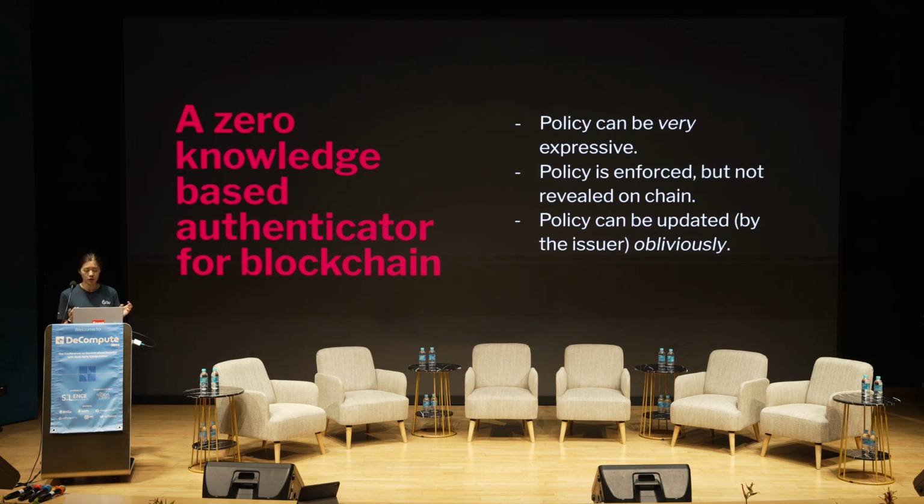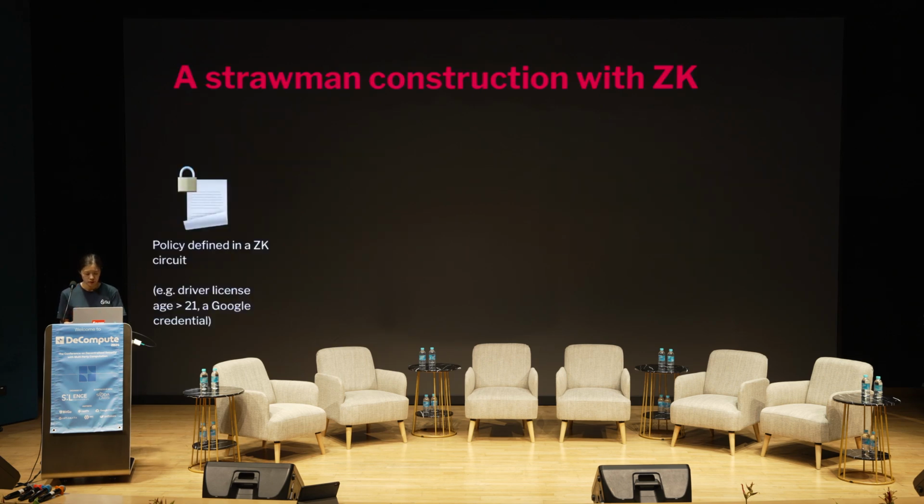And most importantly, we also want to achieve oblivious updatability. What I mean by that is that on chain, you should not be able to tell if a policy has been updated for a particular address when they're transacting. So that's the goal we're trying to achieve here, and the most intuitive construction, as I sort of revealed here, is about using zero knowledge proofs.